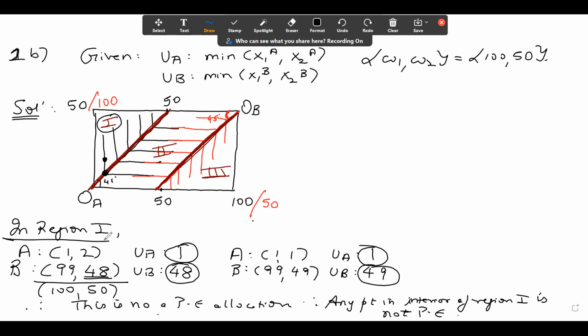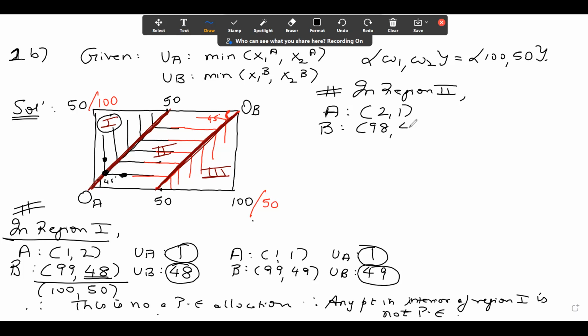Okay. Now let's look at region 2. What happens when you are in region 2? Suppose I take a point here. So this was 1, 1. This becomes 2, 1. B has how much? 98, 49. Utility which A gets from its own allocation is 1. Utility which B gets from its own allocation is 49.